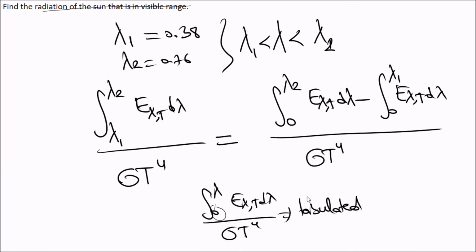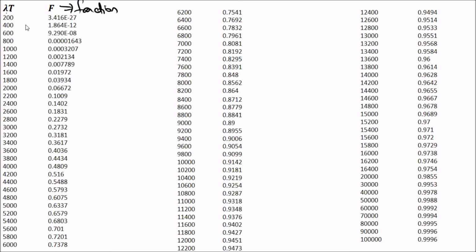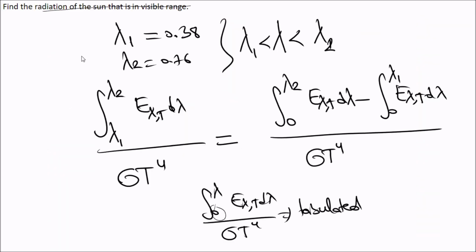And if I do this example, first I will find lambda times temperature. So lambda 1 is 0.38, and the temperature of the sun is 5500 plus, it should be in the Kelvin scale.